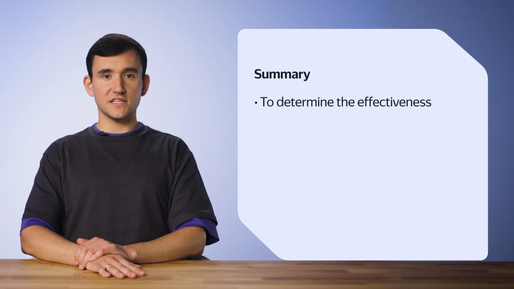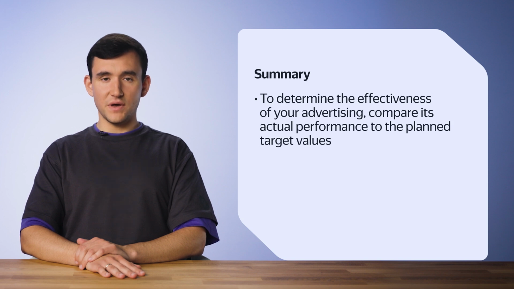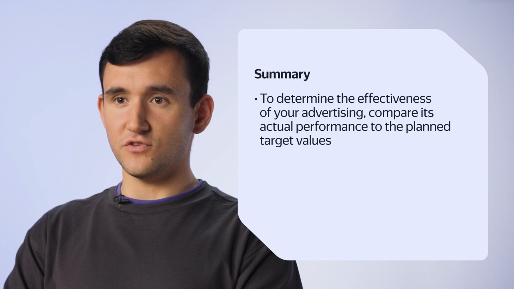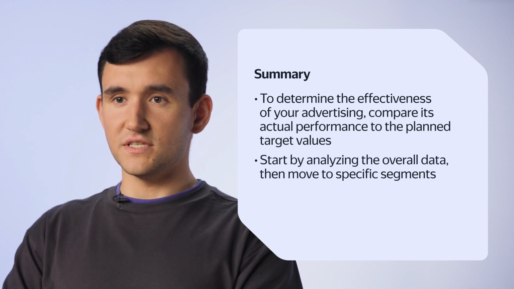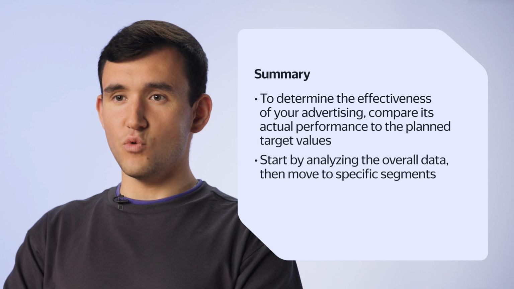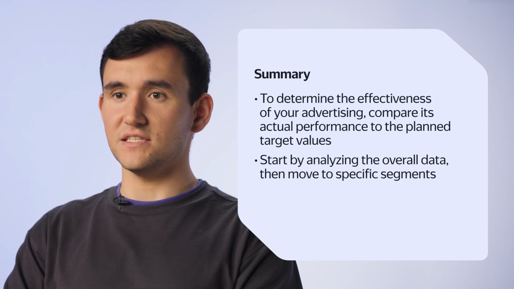In summary, advertising effectiveness measurement refers to analyzing the data on ad traffic metrics. To determine the effectiveness of your advertising, compare its actual performance to the planned target values. To measure the results of your advertising, start by analyzing the overall data, then move to specific segments to identify more and less effective cross-sections individually.